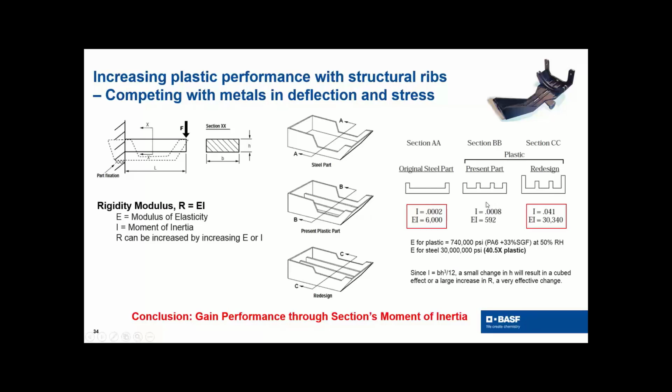We can look at a different material, but to go up a factor of 10 is going to be challenging. So let's change the design. Here, we're going to make this height taller, and we're going to make these ribs a little taller. And you can see relatively what we did here. Now we get an EI of 30,000. We're actually 5 times stiffer than the steel part. So anyway, the OEM took our advice, changed the mold, and everything worked great. In fact, it actually performed better than the metal part.